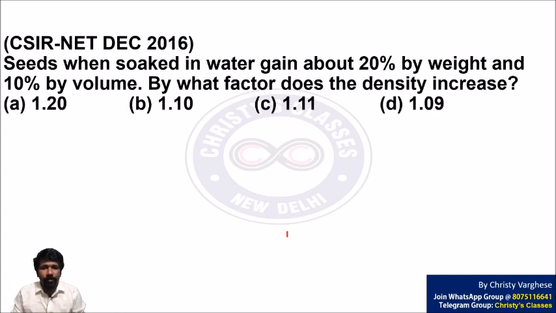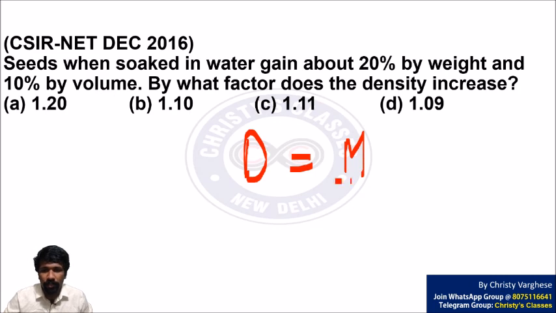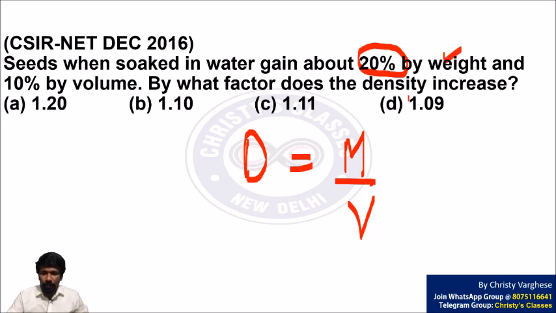Kind of a general science question, but you should know what is density. That is the only extra thing you need. Density is mass by volume. If you know that, it is so simple. But what happened? There is a gain of 20% by weight. Weight means mass itself.